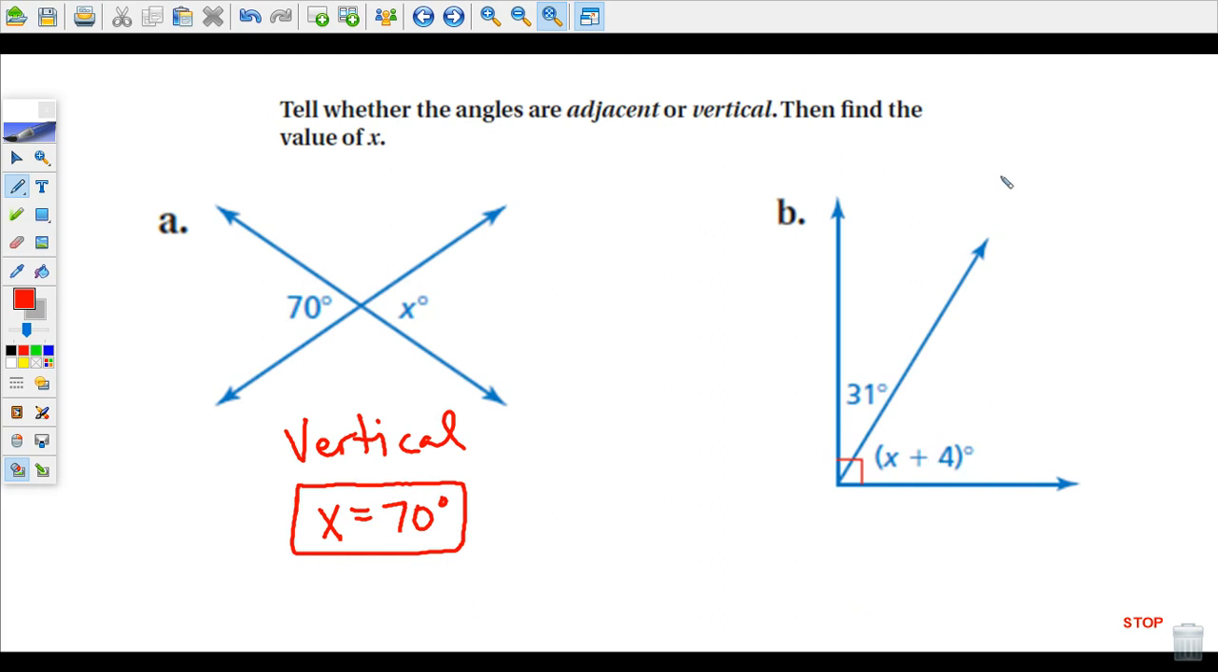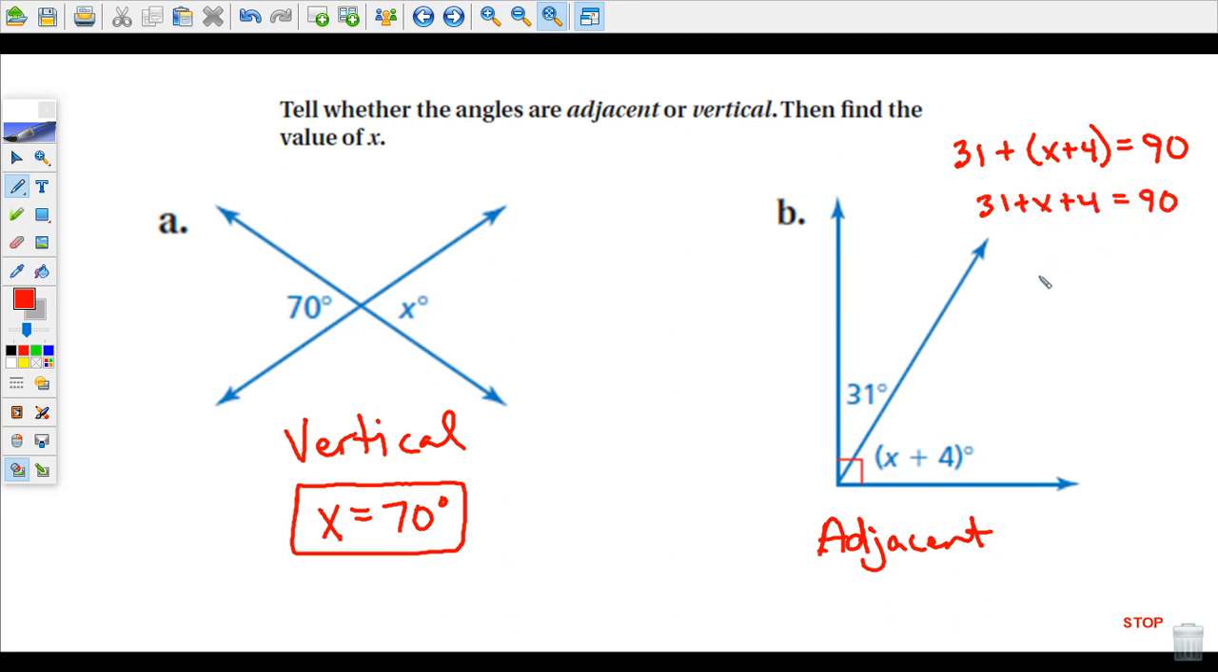Letter B, these are adjacent angles because they are next to each other. And I'm sure you know, this red symbol right here means that this adds up to 90 degrees. So 31 plus this angle equals 90, so we can create an equation. The x plus 4 in the parentheses, the parentheses are only there denoting that this is one angle itself. Once we start solving this, we can get rid of those parentheses and solve this equation like we normally would. We can combine the 31 and the 4 to make that 35.